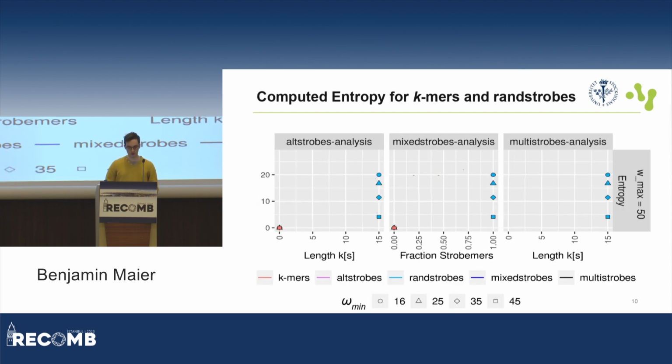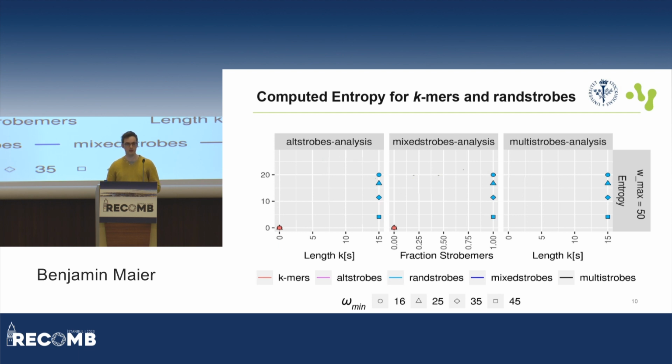So when plotting the entropy for strobemers and k-mers, we can see that we have 0 for k-mers, and the longer the window is, the more options we have, and thereby we observe a higher entropy.